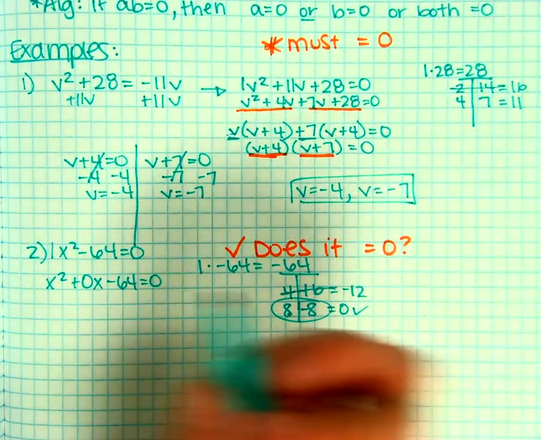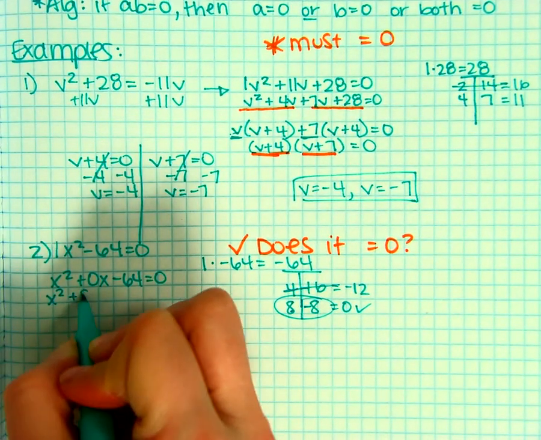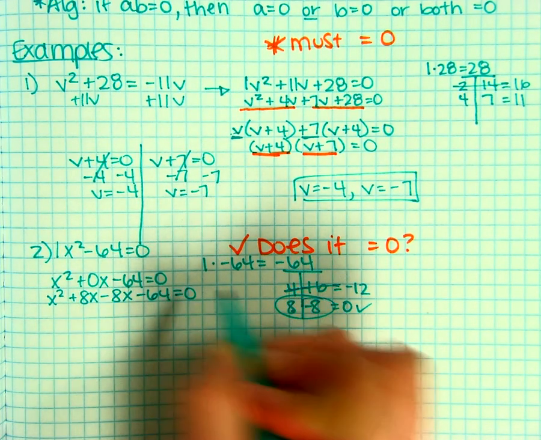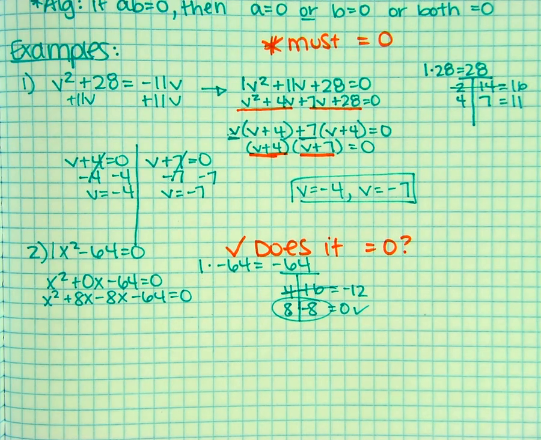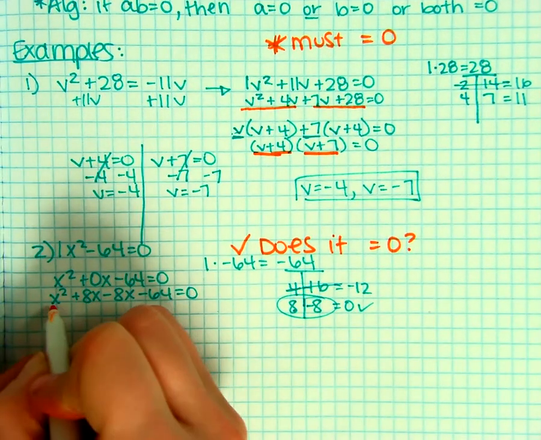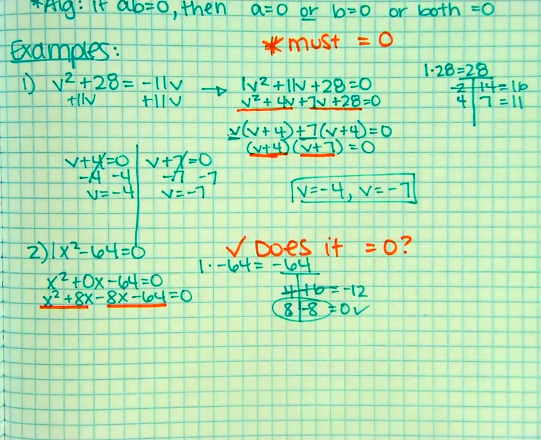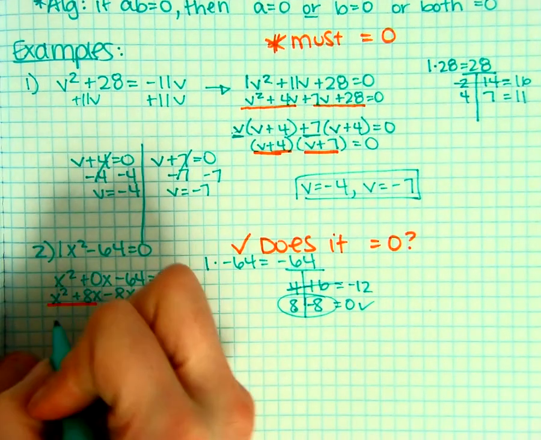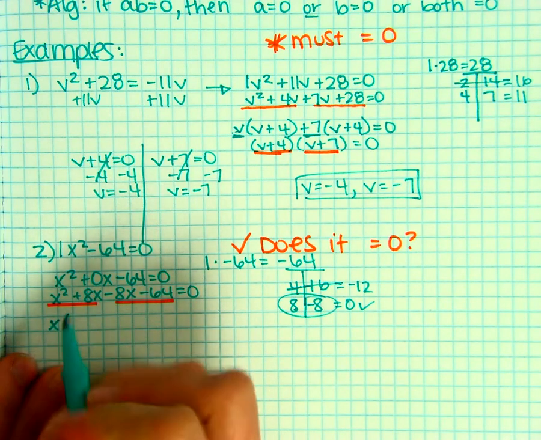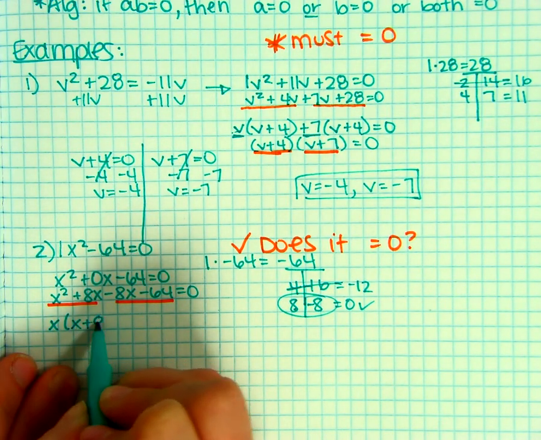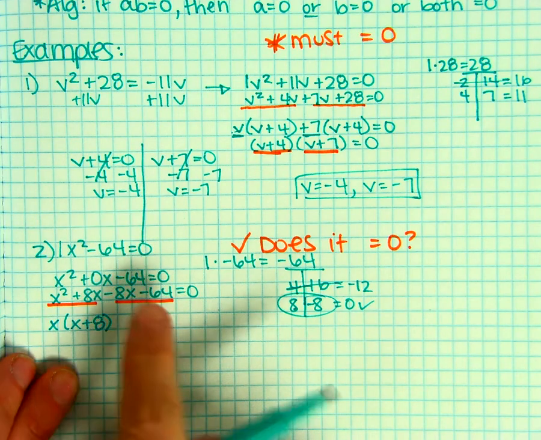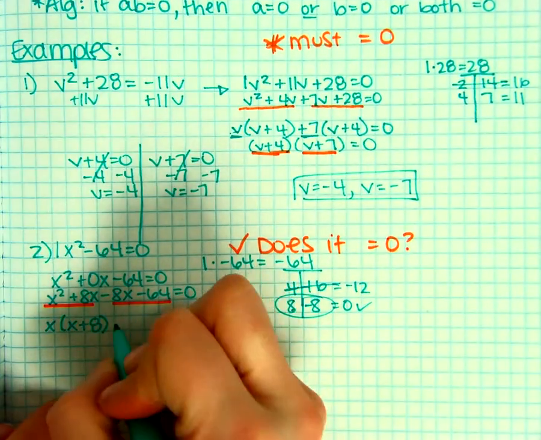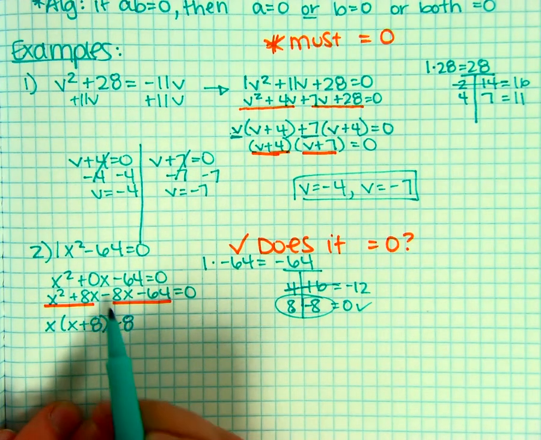So, x squared plus 8x minus 64 equals 0. Feel free to pause the video and try to figure out how to factor the rest of this. So we get x is our GCF, x plus 8 remains. What do you think the GCF of this one is? Negative 8. We need to include that negative.